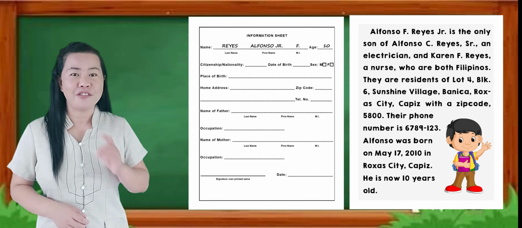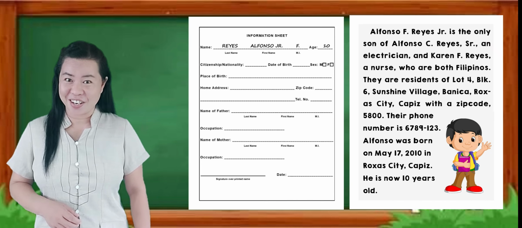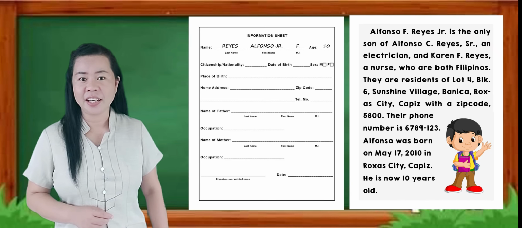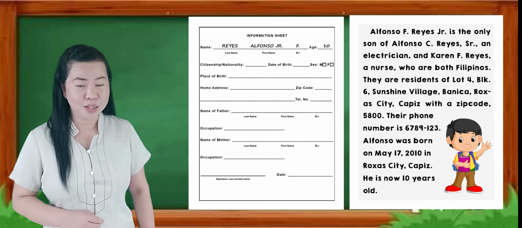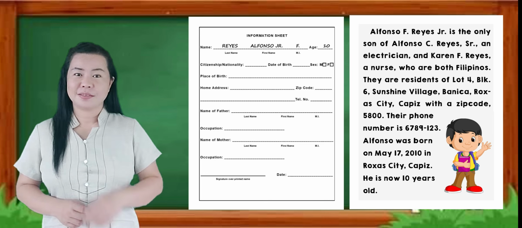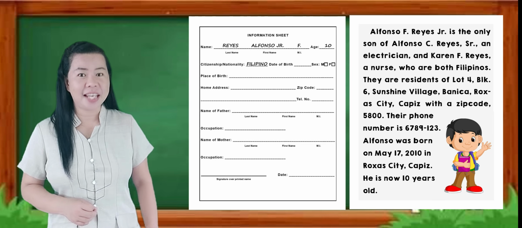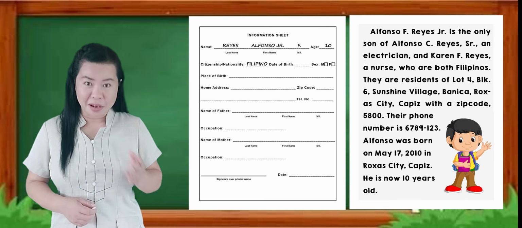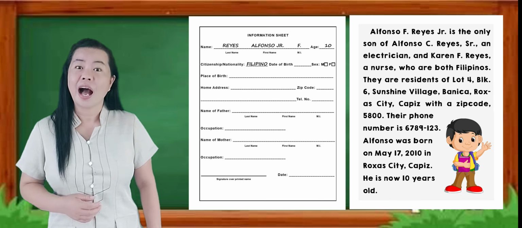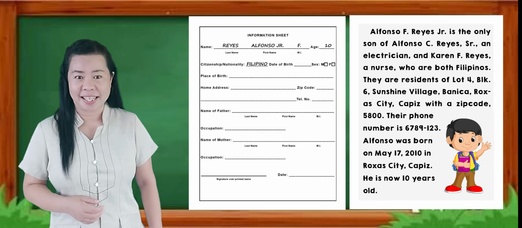Age. Alfonso Jr. is 10 years old. Let's write it in number form. For citizenship or nationality, indicate whether Alfonso is a Filipino or of other nationality. Alfonso is a Filipino. Let's go to the date of birth. Indicate the month, day, and year in numbers. Alfonso's birth date is May 17, 2010.